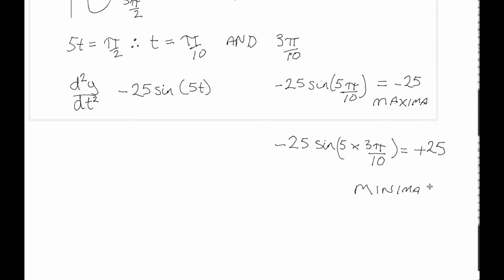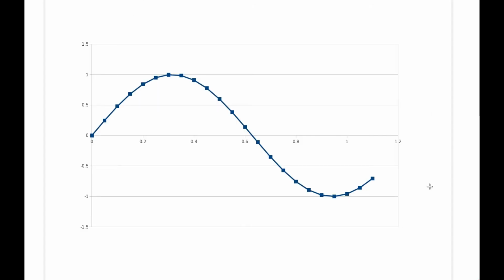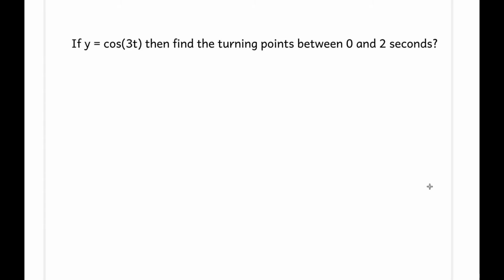Okay, right, let's have a look at another example. I'll do this one fairly quickly. Same kind of thing though. We've got y equals cos 3t, find the turning points between 0 and 2 seconds. Let's differentiate first. So dy/dt would give us minus 3 sine 3t, I forgot my 3, and then I need to make that equal to 0.